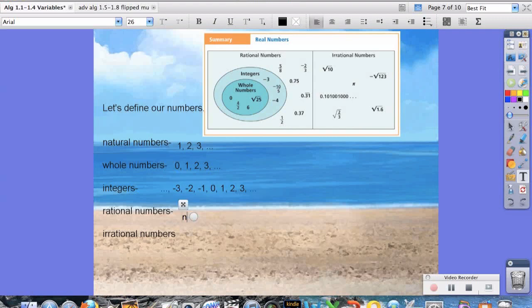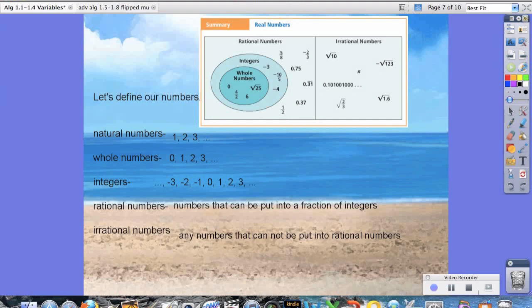Rational numbers are numbers that can be put into a fraction of integers. And irrational numbers, the definition is easy, are any numbers that cannot be put into rational numbers. In the example above, we have a couple different irrational numbers. Pi is irrational, square root of 2/3, square root of 10, and you'll find as we go through the year there'll be more that we'll point out.